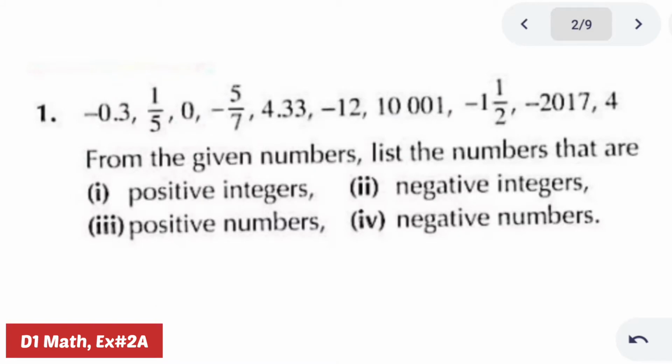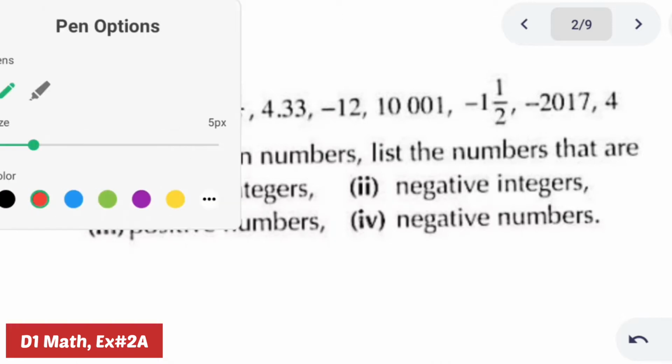So the first question is, we have different numbers, and from these numbers we have to separate positive integers, negative integers, positive numbers and negative numbers. So let us start.